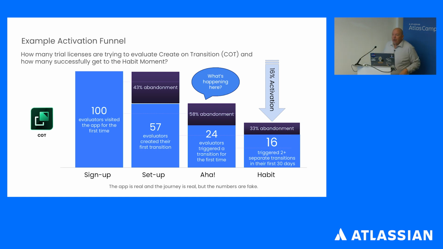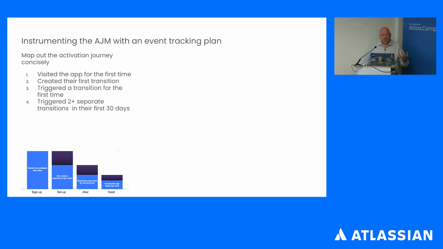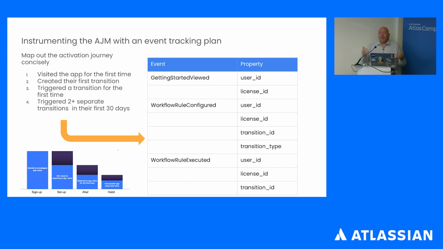Why not? Okay, so we understand the theory of how to activate our users. We understand how to analyze the success of that activation. We can't do the analysis without the data, so let's talk about how to get the data. Let's talk about instrumenting the activation journey map with an event tracking plan. So we've mapped out the activation journey concisely: visited the app for the first time, created their first transition, triggered a transition for the first time, triggered that transition multiple times over a period of time. Awesome. Now we've got to have an event tracking plan to actually start tracking this data.